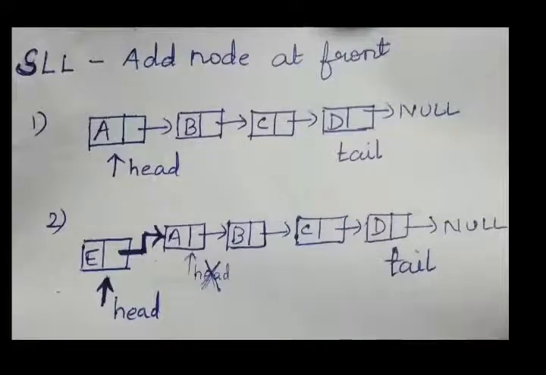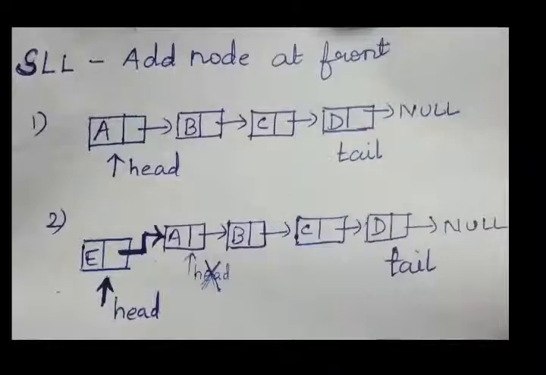Today we are going to see how to add a node in the front of an already existing list, that is a singly linked list. Look at diagram 1. The first node is A, that is the head node. The last node is D, that is the tail node. This diagram 1 is an already existing singly linked list. In this list I am going to add a node at the front.